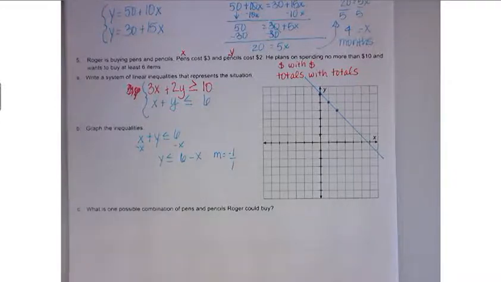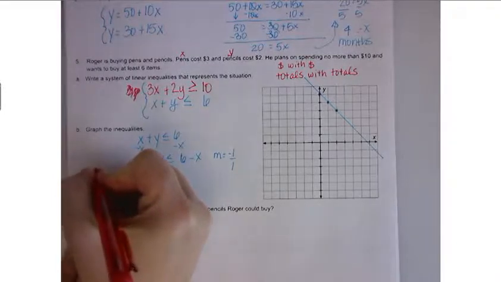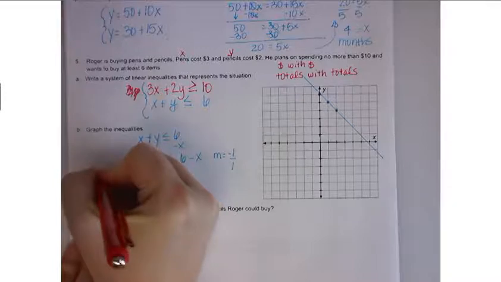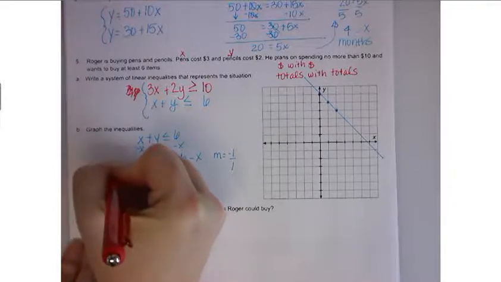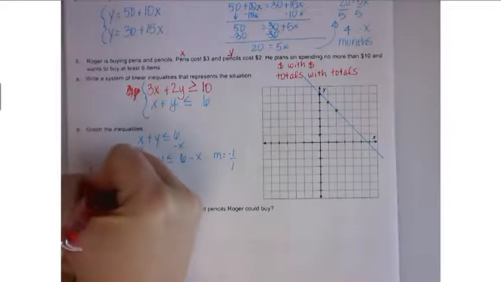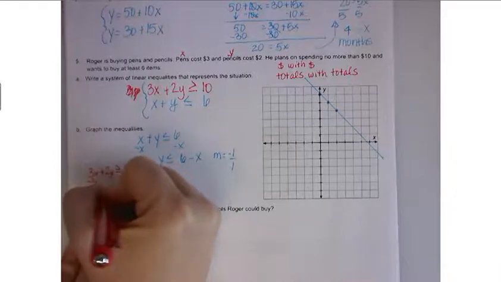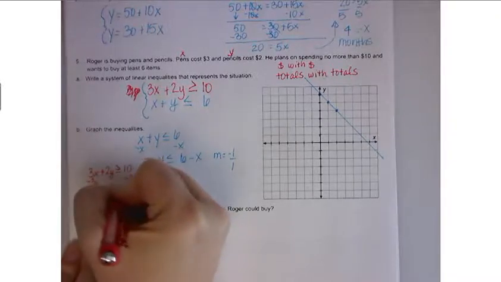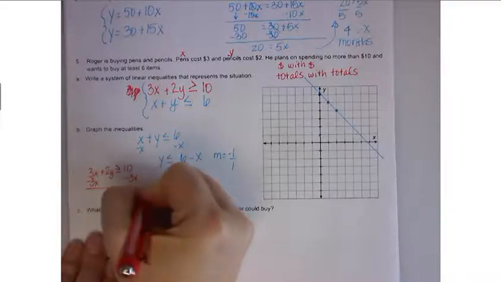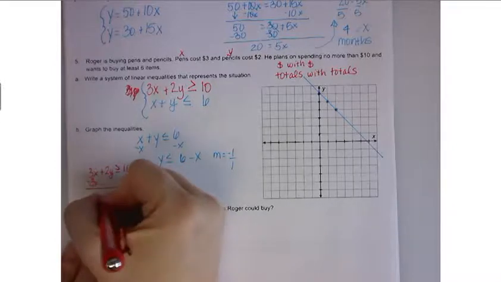Our red line's a little uglier, so stick with me. 3x plus 2y greater than or equal to 10. We're going to take this whole term, 3x, and move it over. I'm going to get 2y is greater than or equal to 10 minus 3x. But we still need y by itself, so we have to divide everything by 2.